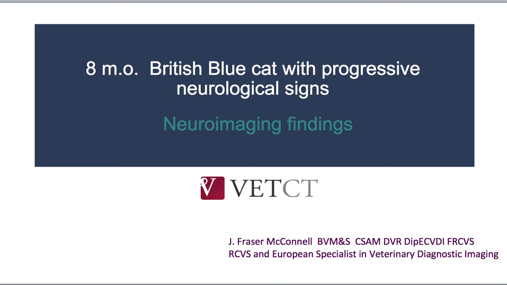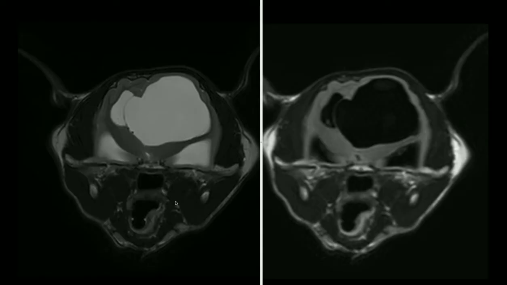So this week we have another lovely case. This is an 8-month-old British blue cat with progressive neurological signs. So let's have a look and see what the MRI showed. There are some really severe and amazing changes in this particular case.